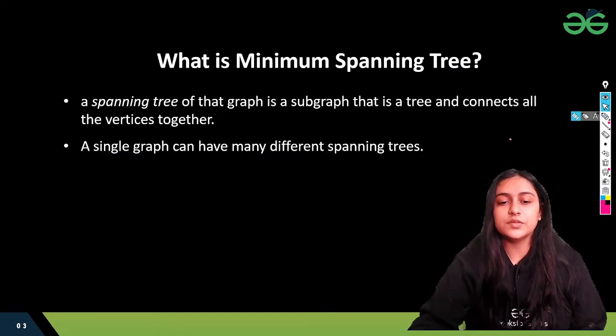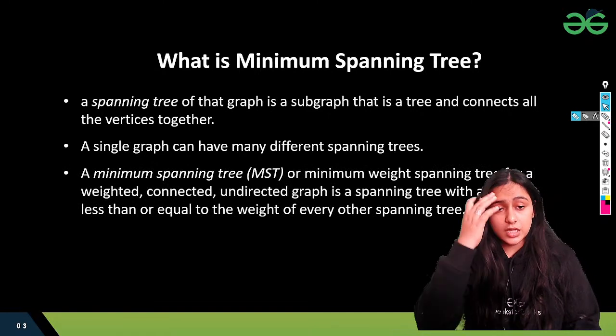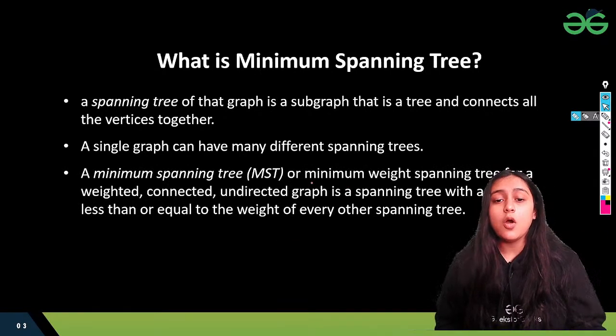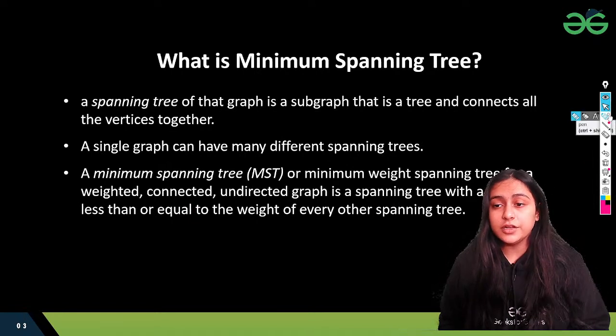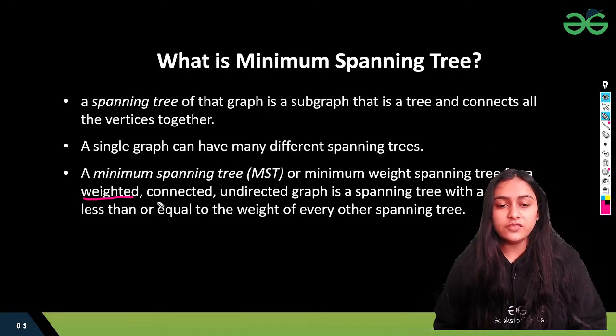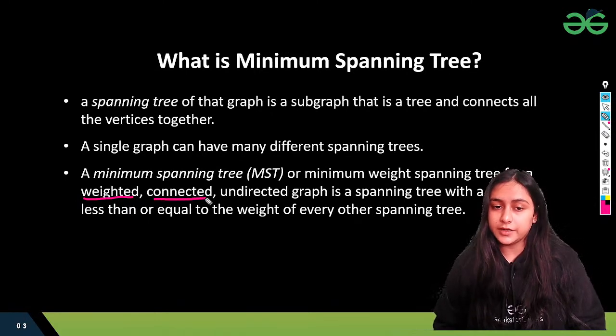Yes, let's see the next point. The next point is a minimum spanning tree or MST. So what is the MST or minimum weight spanning tree for a weighted connected undirected graph in a spanning tree? So here are the three conditions कि सारी edges के weight होने चाहिए, तभी you can only calculate. All of them should be connected, सारे vertices connected होने चाहिए.